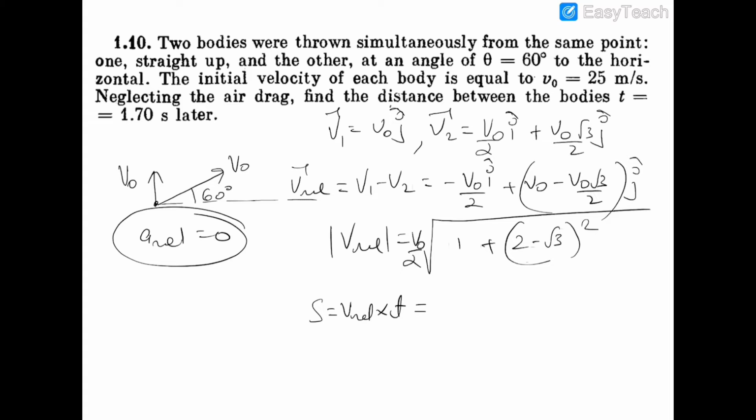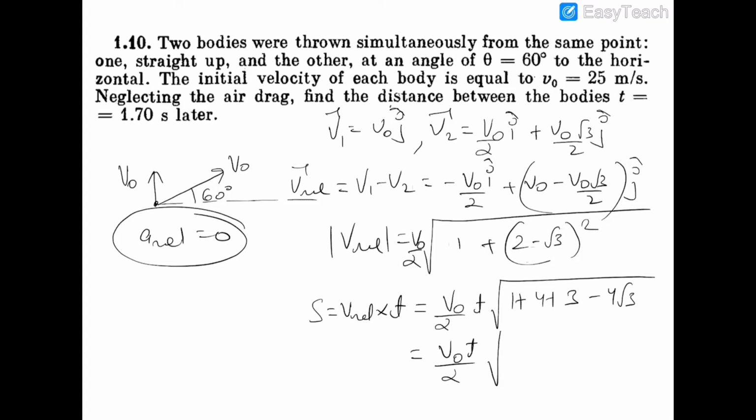So you can see that it would be v0 by 2 into time t under root of 1 plus this is 4 plus 3 minus 4 root 3. So it would be v0 t by 2 under root of 8 minus 4 root 3, and you can take out 4 common, so it would be v0 t under root of 2 minus root 3.